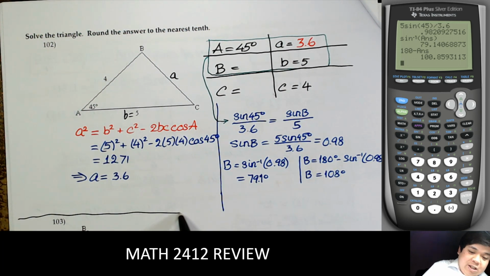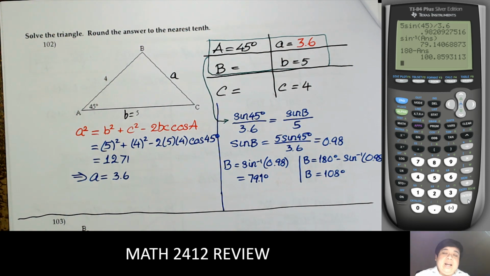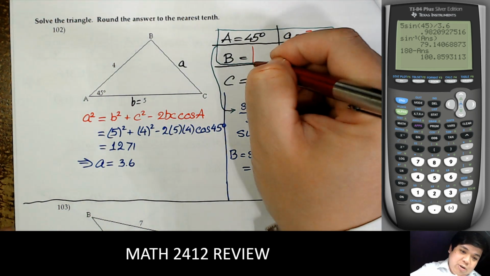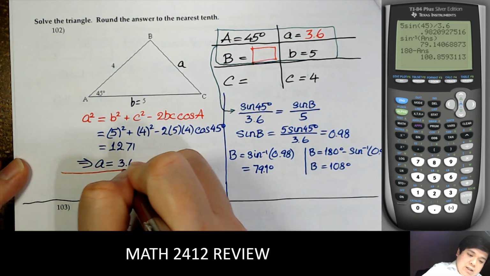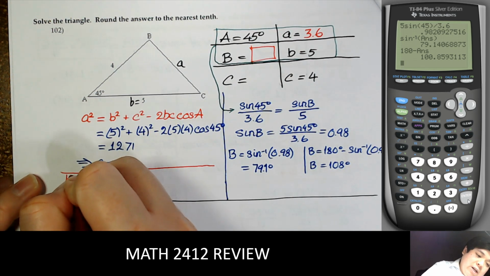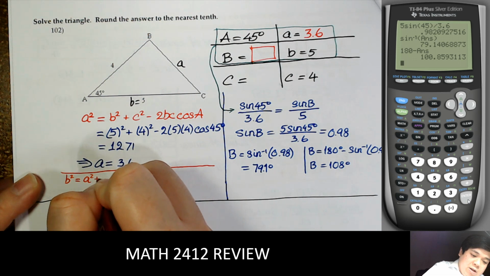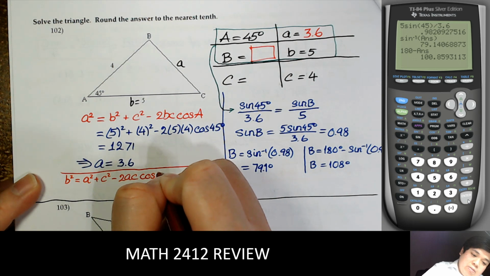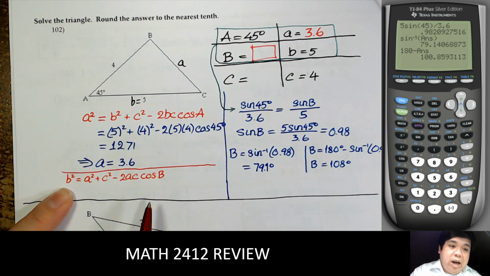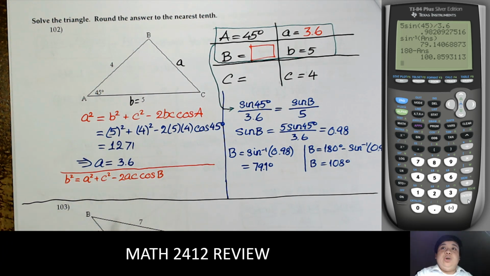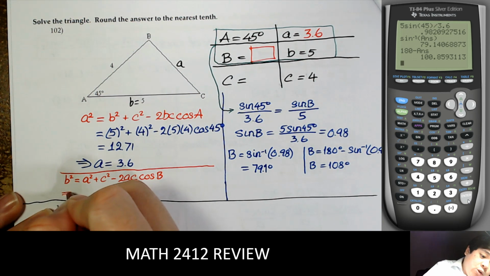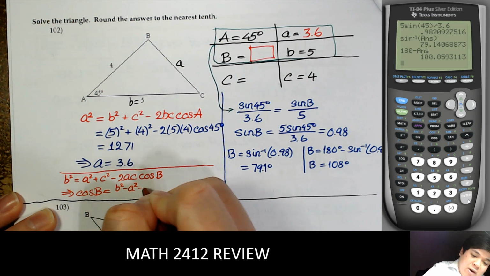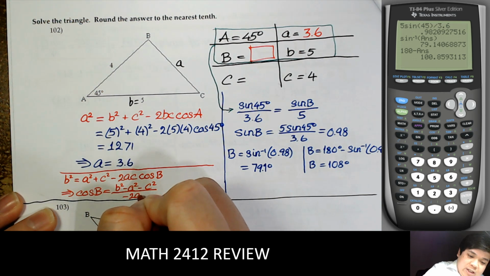Just hope we have enough space. Right, now I'm using the law of cosine to find the angle B. So we start with B square equal to A square plus C square minus 2AC cosine of angle B. So if we start with B, we end up with B. Everything in the middle are the other two letters. If we want to solve for cosine of B, it's going to be B square minus A square minus C square over negative 2AC.